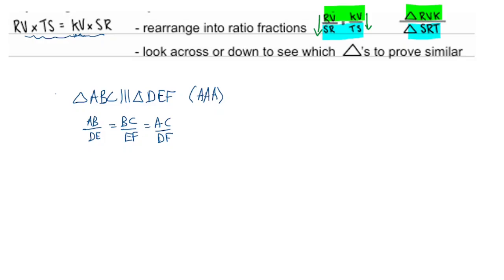When you've got mixed up letters, sometimes you might find letters that are squared, something like this. When you find either of these kinds of options, rearrange into fractions. You can look across for both, or you can look down for both to see which triangles you're proving similar. Then you go ahead, prove them similar, write the ratio fractions, and you should be a step away from rearranging it back into the answer.